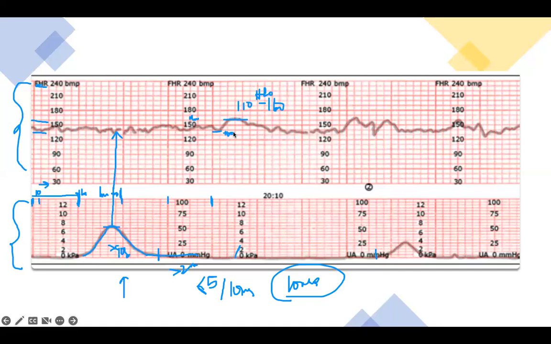And that's all. That's how you read it. Read the mommy's contractions, see how many contractions are within the strip. That means looking for peaks. There's 2 contractions within 10 minutes.